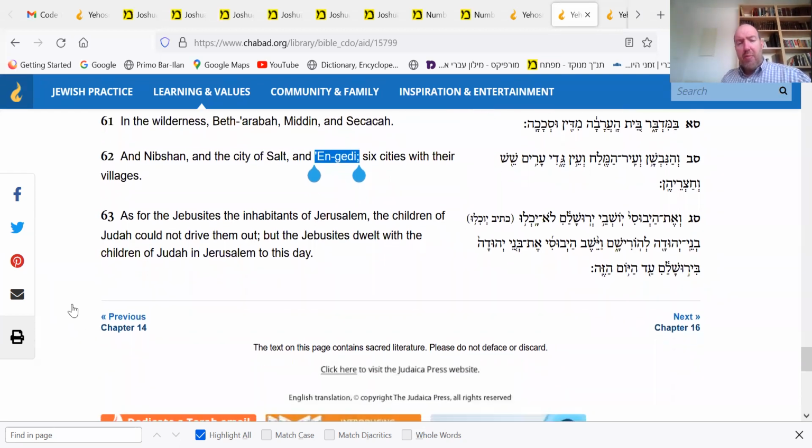And then as a summary, we also have a statement about a certain area that was not totally controlled. "As for the Jebusites, the inhabitants of Jerusalem, children of Judah could not drive them out, but the Jebusites dwelt with the children of Judah in Jerusalem to this day." So here's just a certain mark of a failure to drive out the Jebusites from the area of Jerusalem.